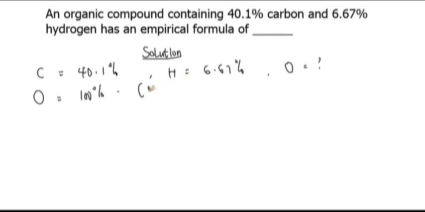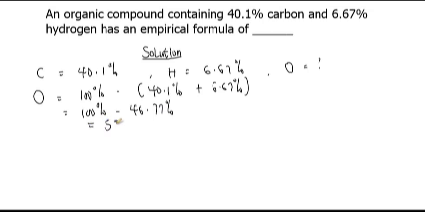So we have 100% minus 40.1% of carbon plus 6.67% of hydrogen. Summing this, we have 46.77%, and so 100 minus 46.77 is equivalent to 53.23%. This is the percentage composition of oxygen.